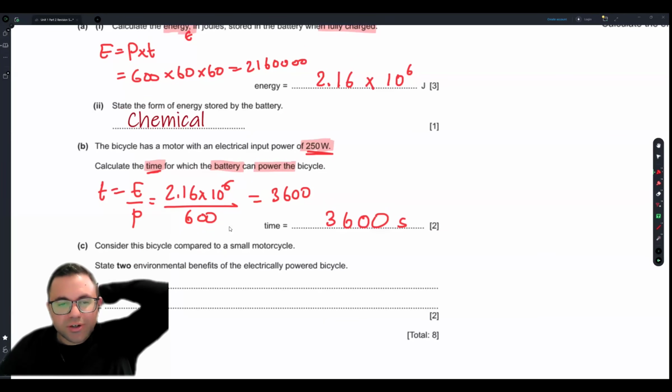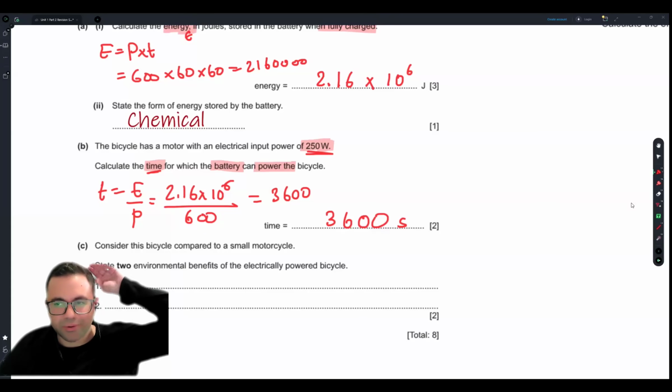Consider this bicycle compared to a small motorcycle. State 2 environmental benefits of the electrically powered bicycle.